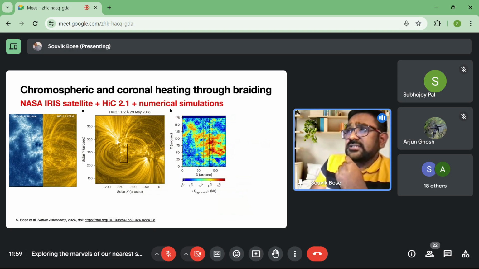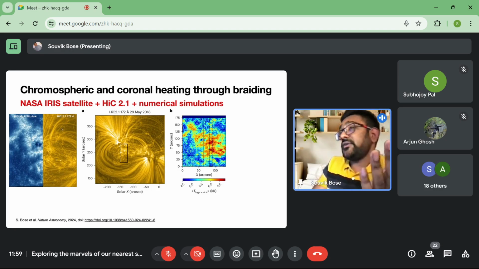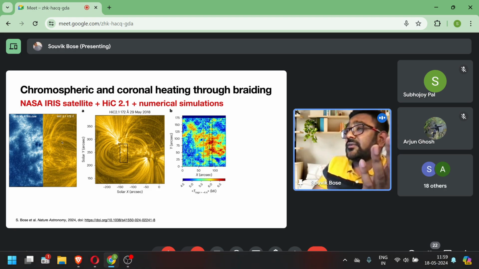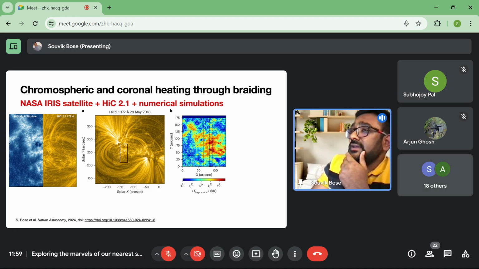Now, back to the study. In this particular study, what we did, we combined IRIS and High-C of an active region. So this is a half and half image, as you can see here. This is from IRIS in the chromosphere, which is about 10,000 to 15,000 Kelvin. And this is with High-C, where you see the loops. This is about 1,000,000 Kelvin. And what we found is the regions that are associated with the foot point of the loops in this particular region, they show enhanced temperature in the chromosphere as well.